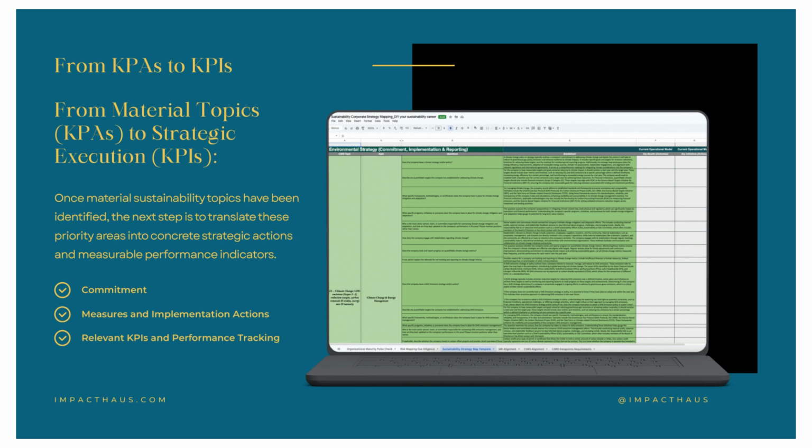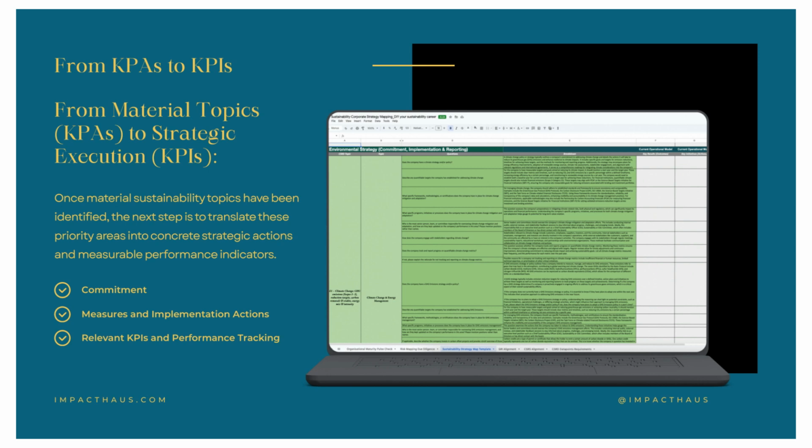But identifying priorities alone does not create change. A sustainability strategy only becomes real when those priorities are translated into actions and measurable performance indicators. That is exactly what this Excel template is designed to do. It helps us move from material topics to implementation and measurement. In other words, it connects what matters to what we do and how we track progress.